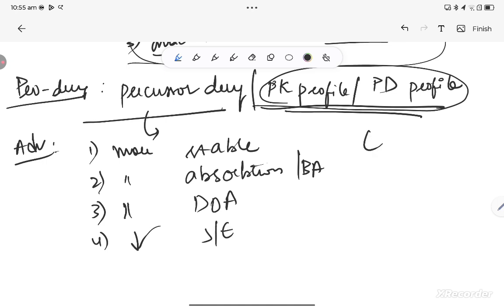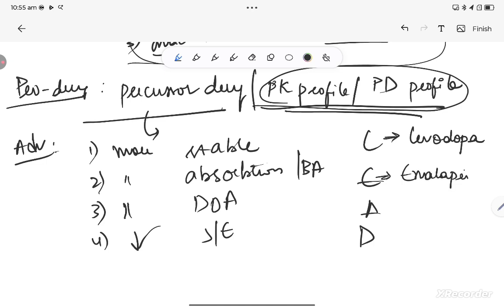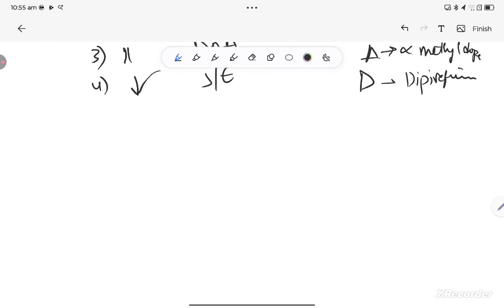Usually it's good to remember four prodrugs. One is levodopa, which gets converted into dopamine, and then your enalapril, which gets converted into enalaprilat, and then alpha methyl dopa, which also converts into alpha methyl norepinephrine, and then your dipivefrin. These four drugs, if we remember, it is good. Clear? Now, this is about fates of drug.